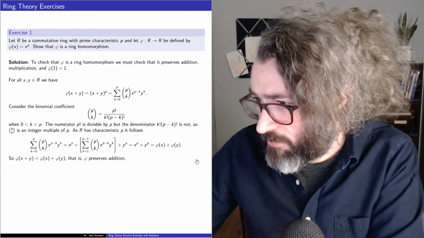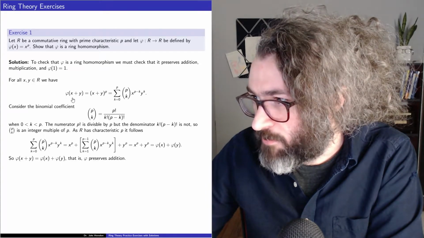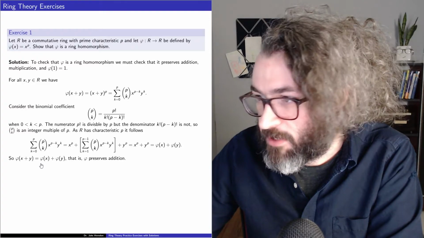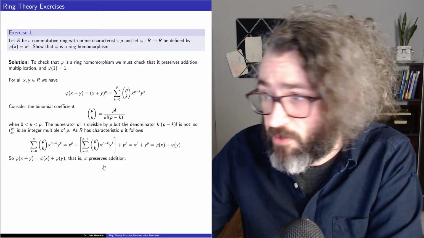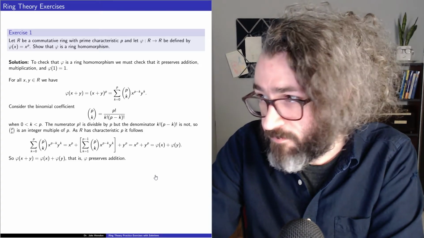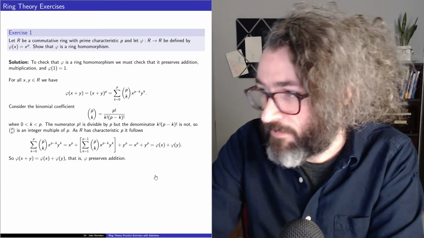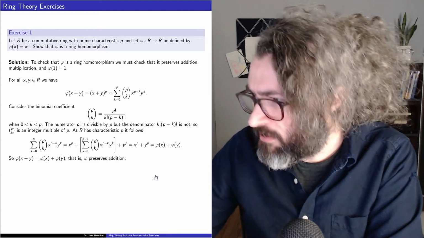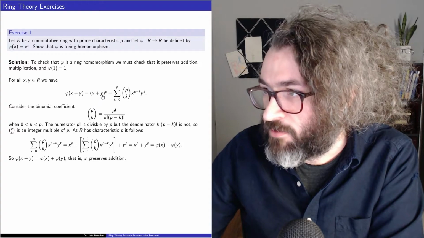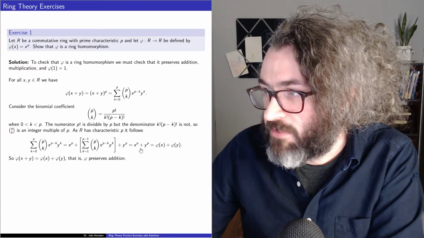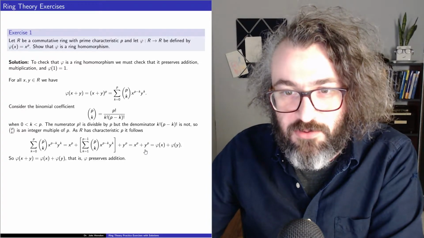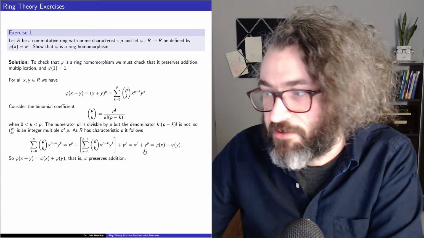So what was the point of that? Phi of x plus y is equal to this, which is equal to this, which is equal to this. And so phi of x plus y is equal to phi of x plus phi of y. And that says phi preserves addition. So that was the first thing we needed to check. And I should mention that this fact, x plus y to the p equals x to the p plus y to the p, is often called the freshman's dream. So if you want to look it up, that's how you look it up.